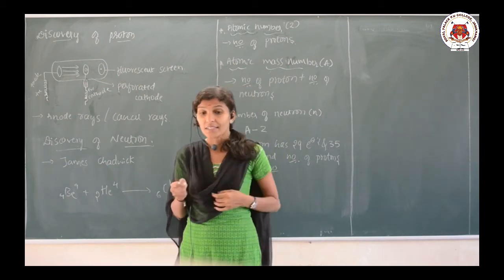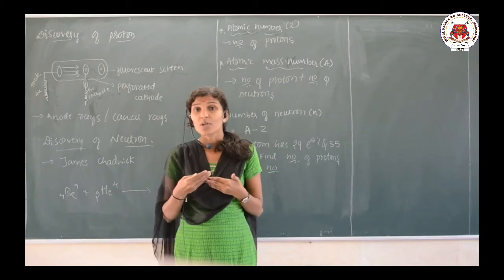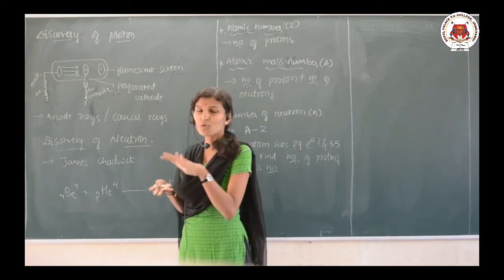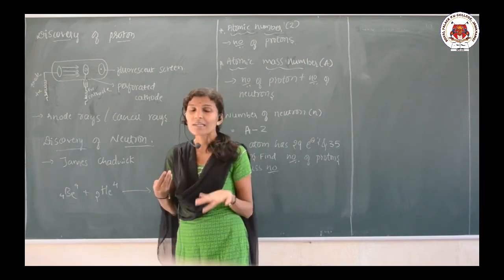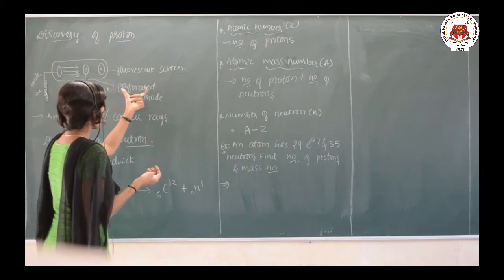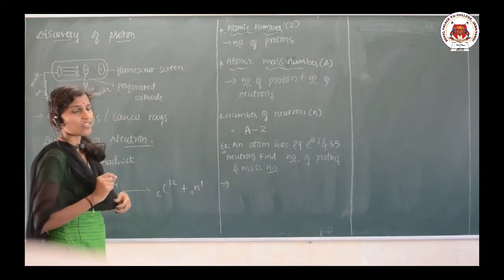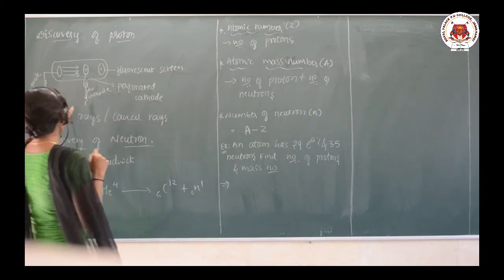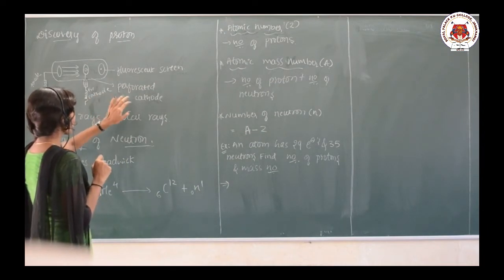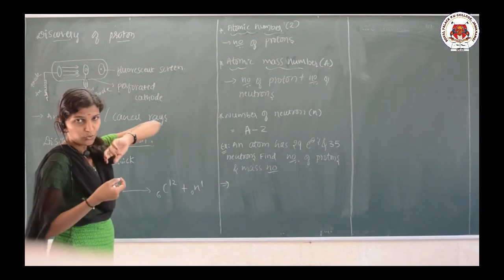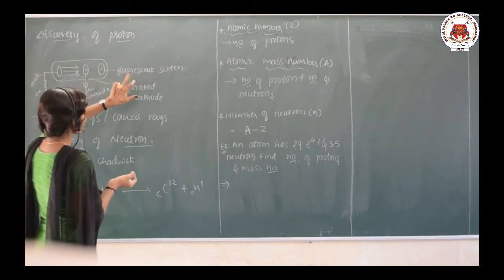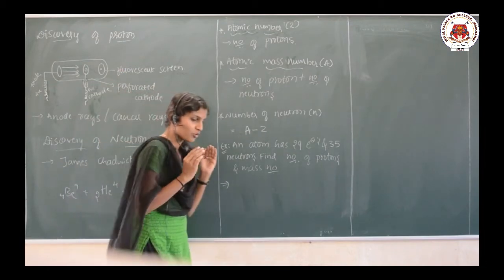Okay, and then for the discovery of the proton, they took the same discharge tube with a little modification, and they took a perforated cathode. It means the cathode consisting of holes. Here they have the anode and here they introduced the cathode, and this is the modification of the discharge tube, nothing more. And there is a fluorescent screen.